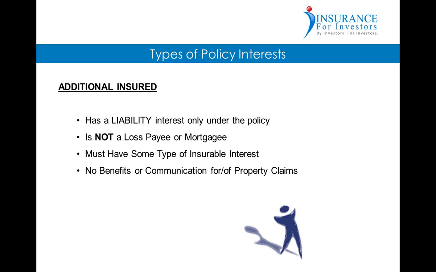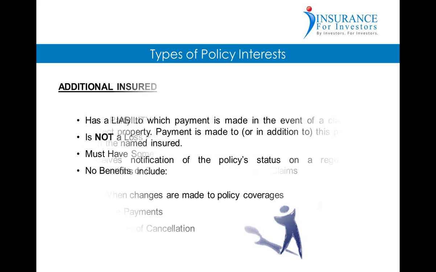They must have some type of insurable interest. You can't just add somebody on a policy as an additional insured because they want their name there. They have to have some sort of interest. And there are no benefits or communication for or of property claims.